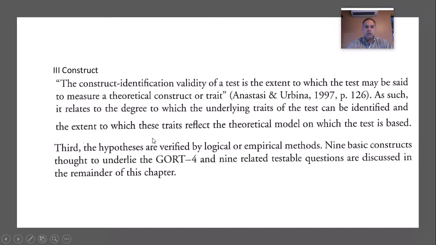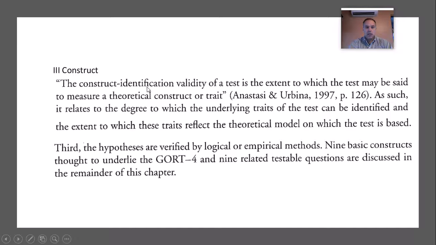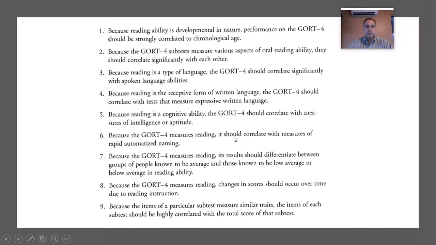And third, the hypotheses are verified by logical or empirical methods. 9 basic constructs thought to underlie the GORT 4 and 9 related testable questions are discussed in the remaining part of this. So these are the 9 construct identification validity aspects to the test itself.